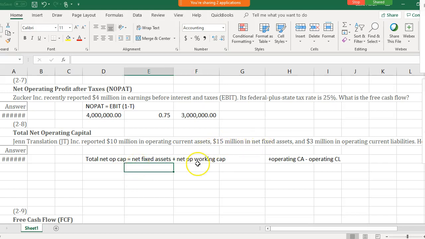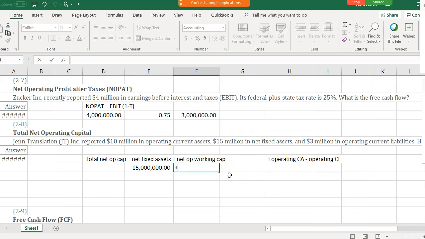So my net fixed assets is 15. Okay, and then they said that we have 10 million current assets and 3 million of current liabilities. So I'm just going to go 10 million minus 3 million. So then I just sum the two numbers up and I get 22 million. So the sum of the two is my total net operating capital, the $22 million.